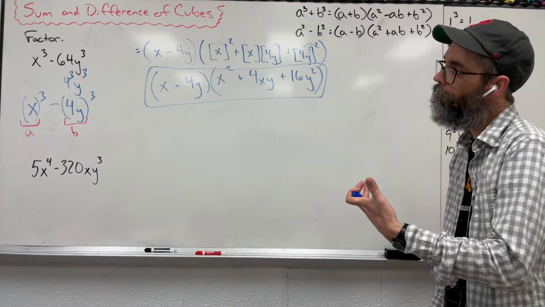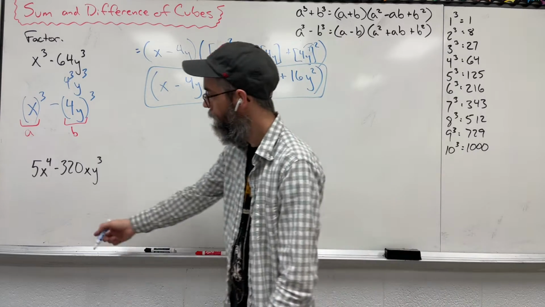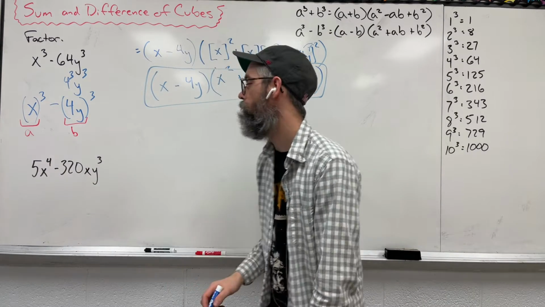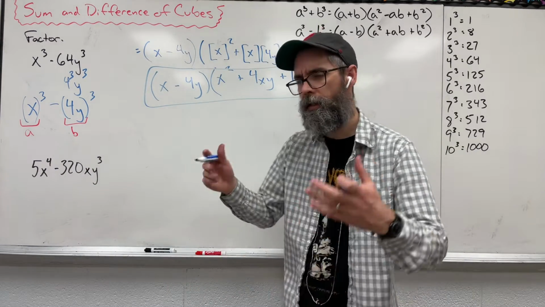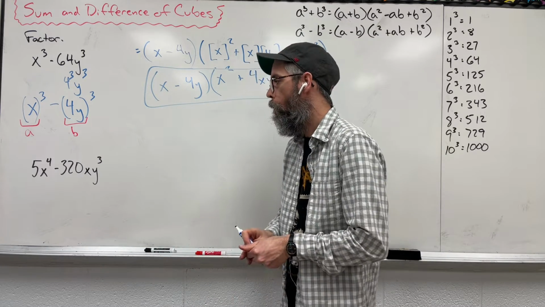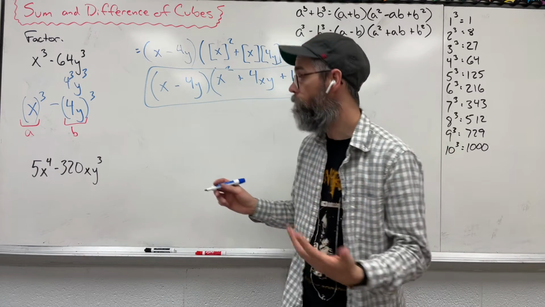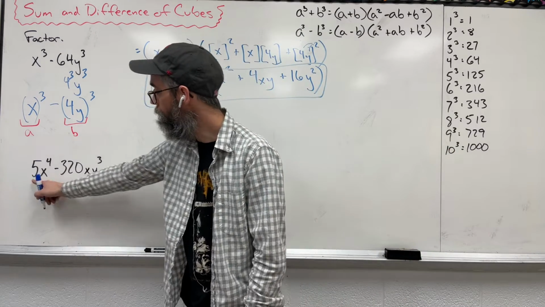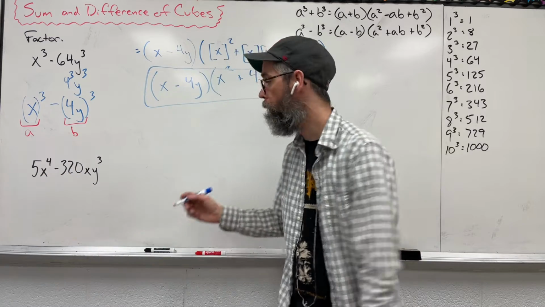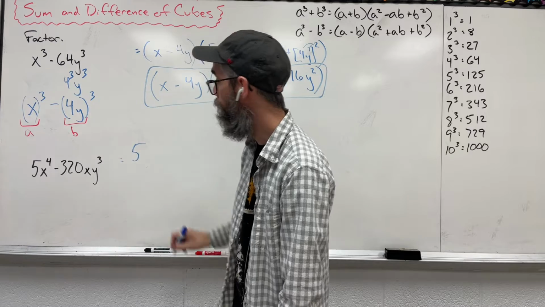Okay, what if things aren't as easily seen? So here I have 5x to the fourth minus 320xy to the third. I only see one perfect cube there. Is that y to the third? Okay, but do those two groups share any numbers? They do. They both share a 5. 5 goes in the first group, 5 goes into the second group. Okay, so if I wanted to factor this, I could pull out a 5.